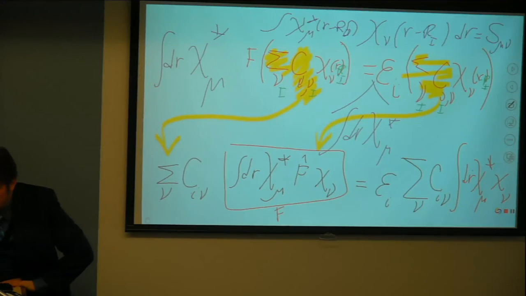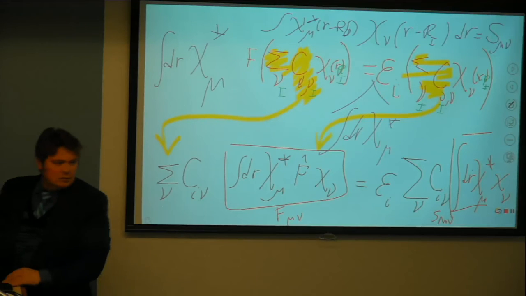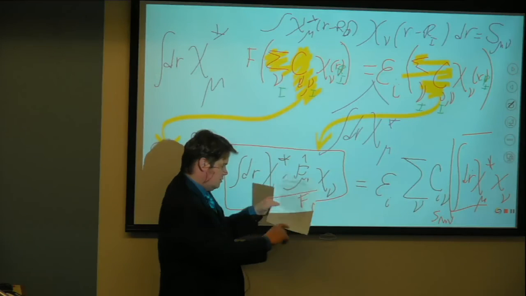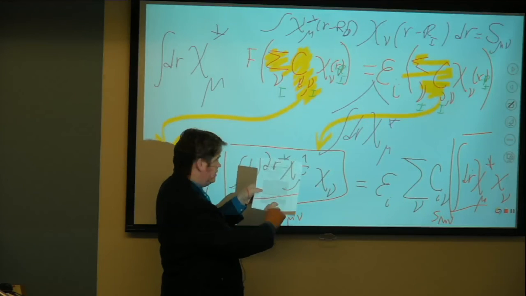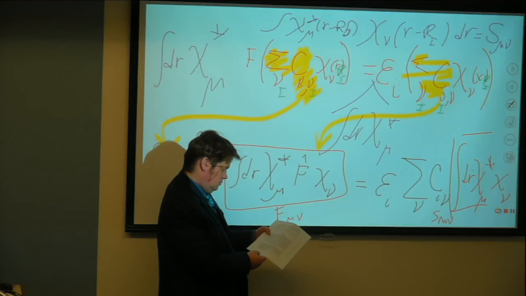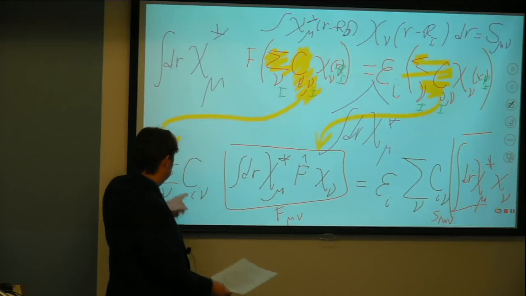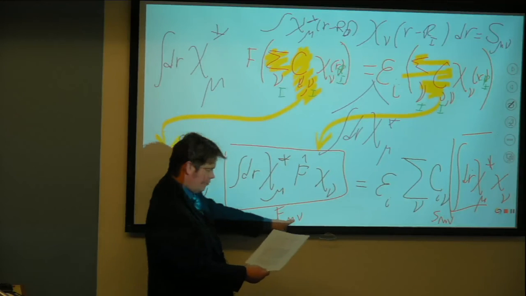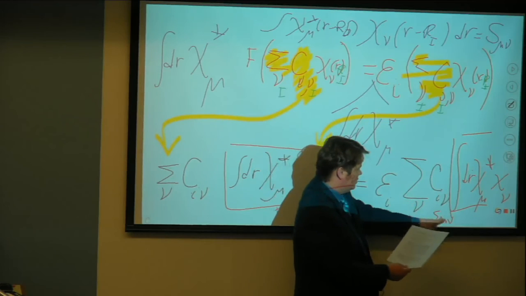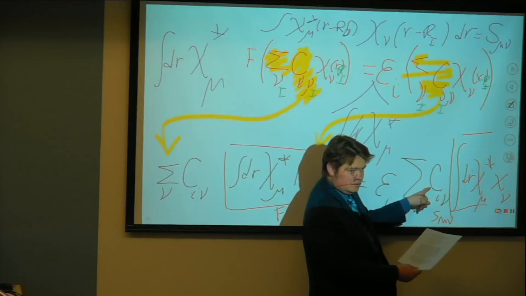F, mu nu, and this one we'll call S, mu nu. Right? So if you look at the last line of the last equation, it should be very similar to this. So summation, C coefficient, Fock matrix equals energy, summation, S matrix, C coefficient. Okay.